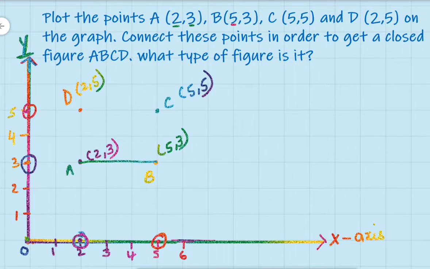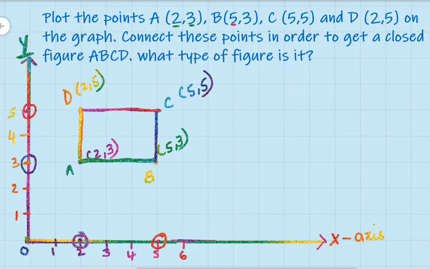Now join B with C. Slowly. You can use a ruler. Now C with D. Use a ruler, it will be easy for you. Now A with D. See, this is a straight line, children.